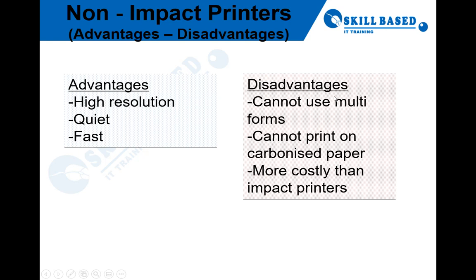And the disadvantage is they do not support multi-part forms. Okay, therefore they cannot use carbonless papers, meaning because they are non-impact, they cannot leave the impact on the first page and leave the copy on the second page. Okay, so they cannot print duplicates on the second papers. Therefore they cannot use multi-forms. Okay, what is a multi-form? We'll explain in a later video as well. So they cannot print on carbonless paper, same thing, because they cannot produce the duplication on the second paper, and they are more costly than the impact printers.